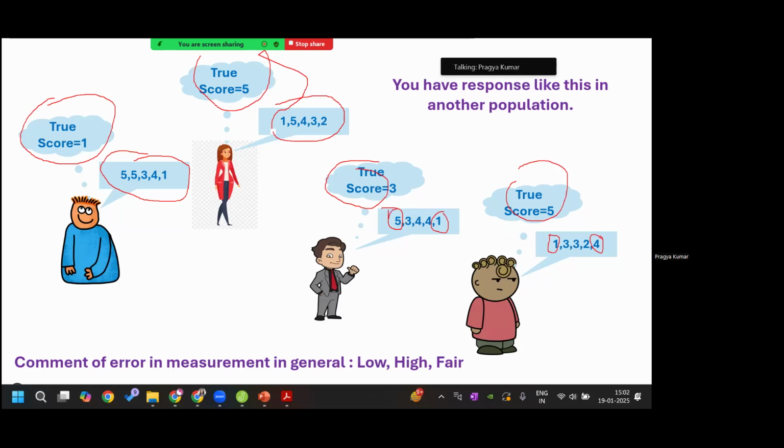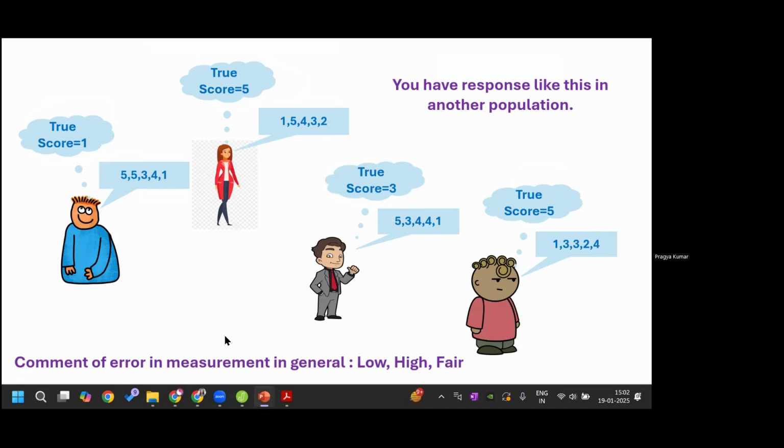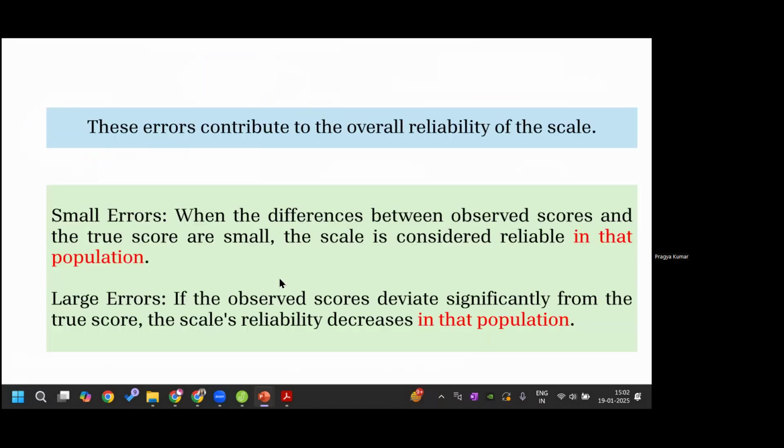On one question, the person is scoring 5 and on another item measuring empathy, the person is scoring 1, and all are positively phrased. So if such an error is there, which deviates how the individual is answering, and that is very different from the true score, then that contributes to the overall reliability of the scale. If the errors are small, that means the difference between the observed score and the true score is small, you can say that there is an internal consistency of that scale. That means the scale is reliable in that population.